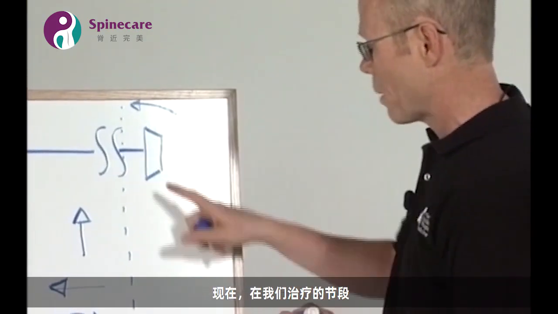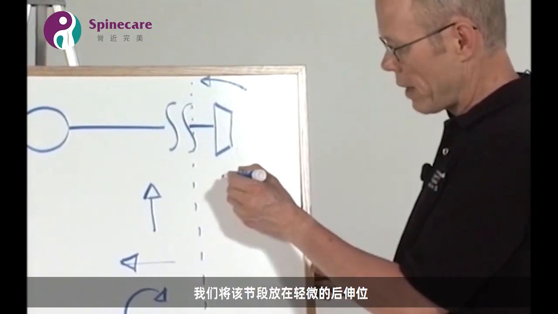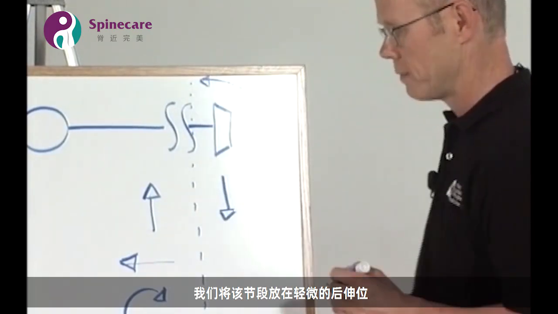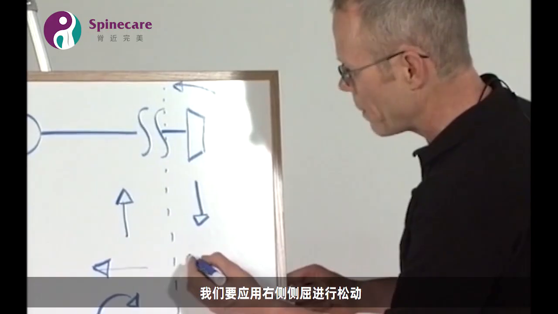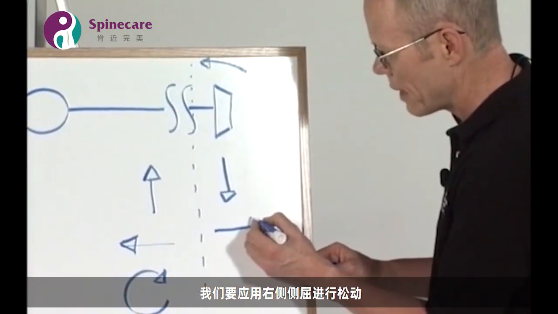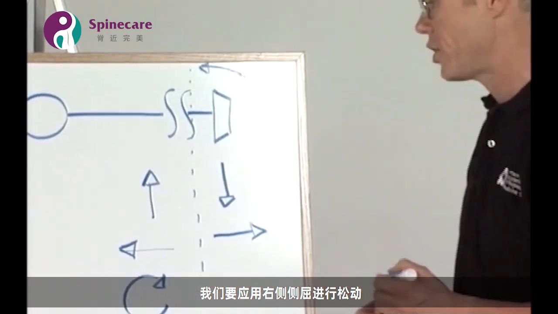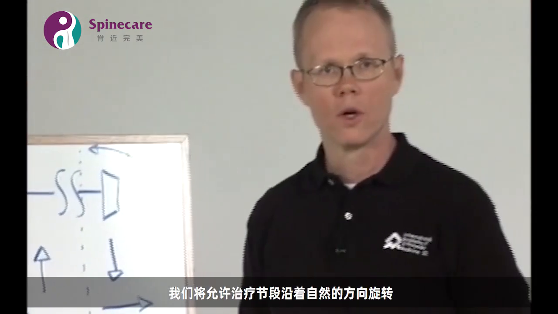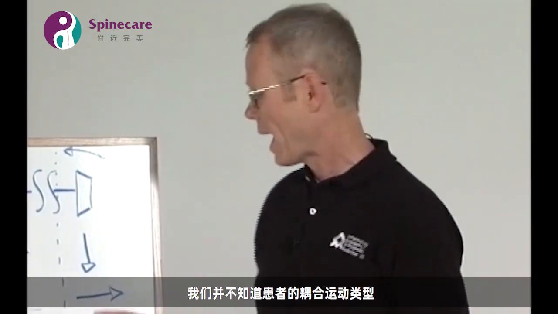Now, in the segment we're treating, we will place that segment in a small amount of extension. We will be using a right side bending for the mobilization. And as far as rotation is concerned, we're going to allow that segment to rotate in the direction that it naturally goes, because with clinical testing of this particular patient, we're not certain how that segment's going to couple in its movement.